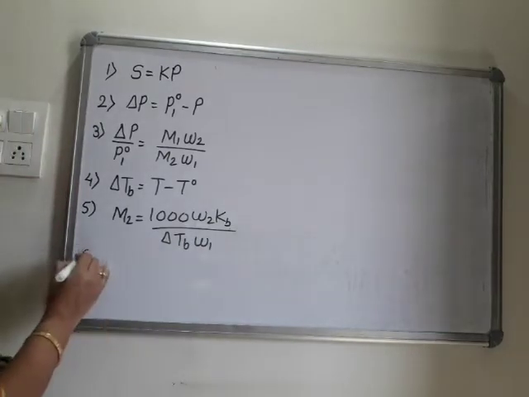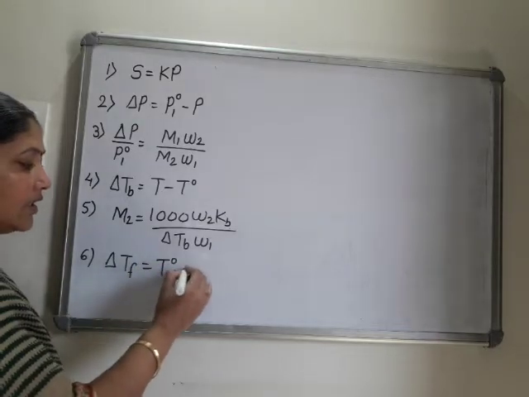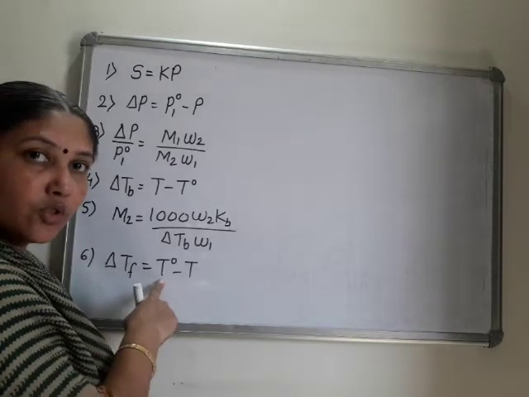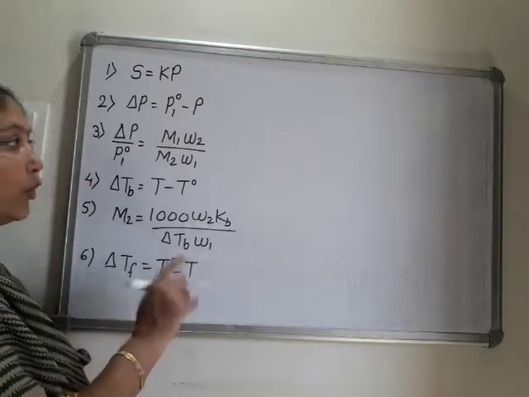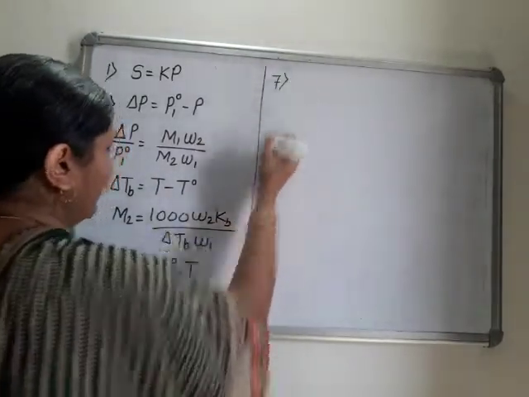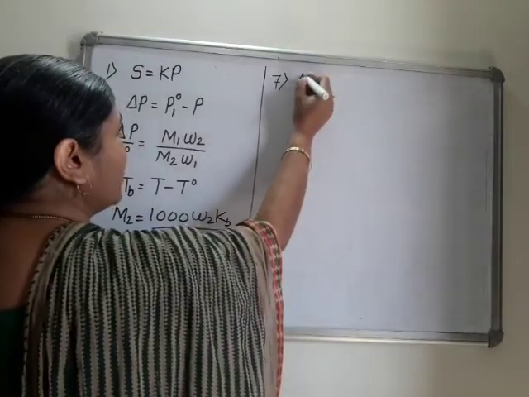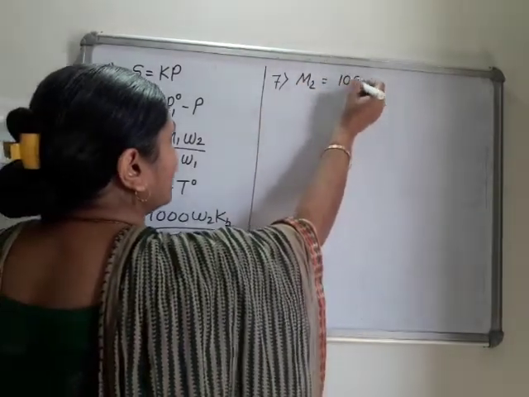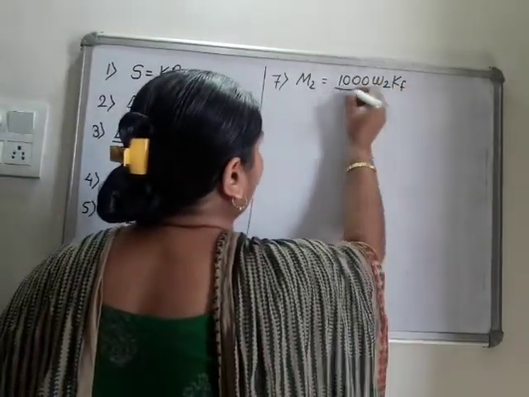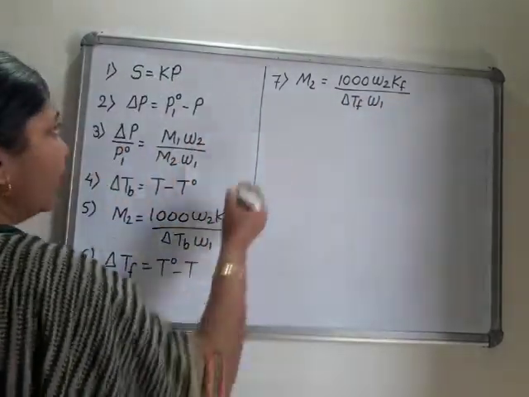Similarly, delta TF, depression in the freezing point, is T0 minus T. T0 is the freezing point of solvent and T is the freezing point of solution. Then the seventh formula, determination of molar mass with the help of depression of freezing point. So M2 is equal to 1000 W2 Kf upon delta Tf into W1.